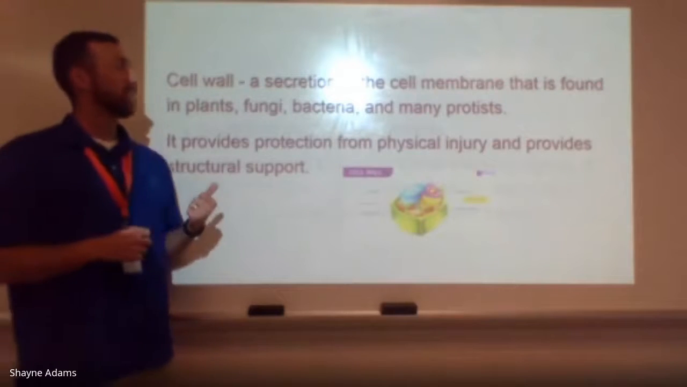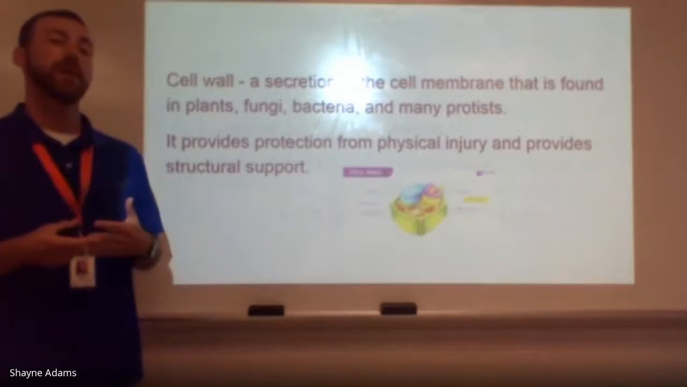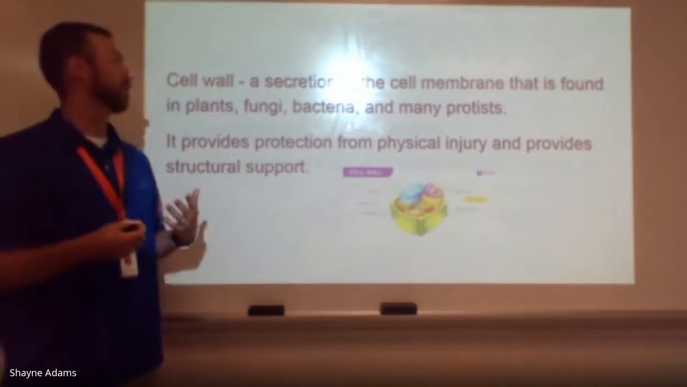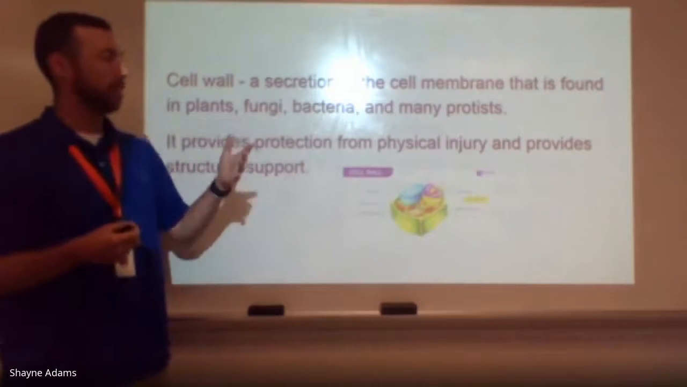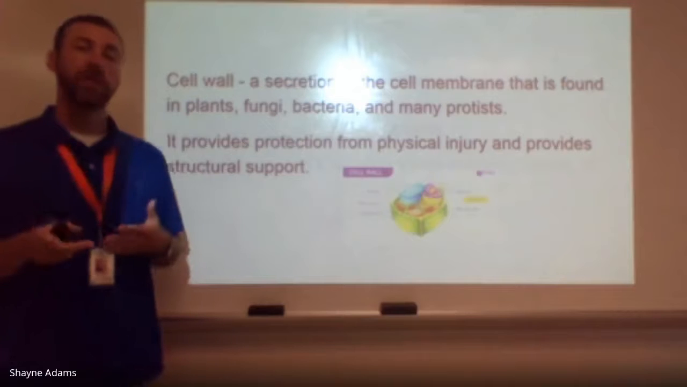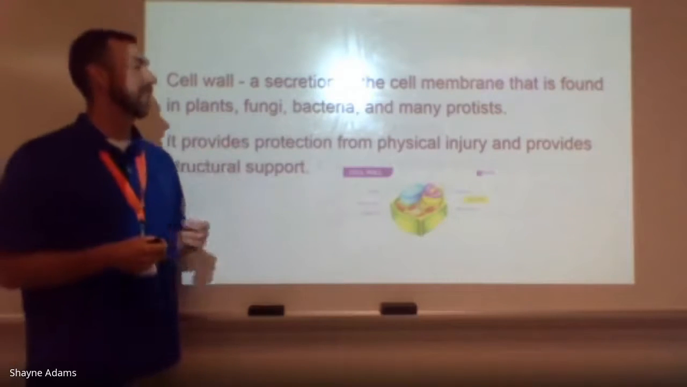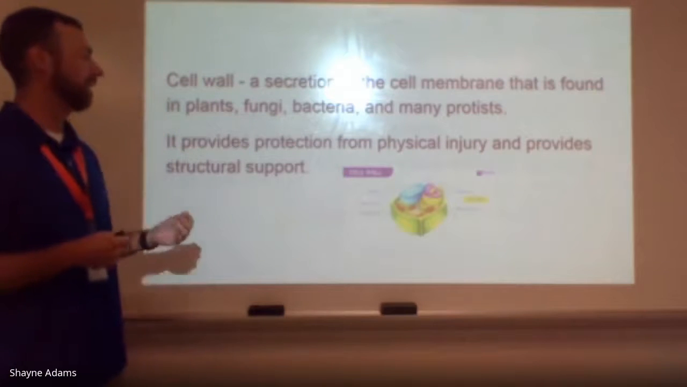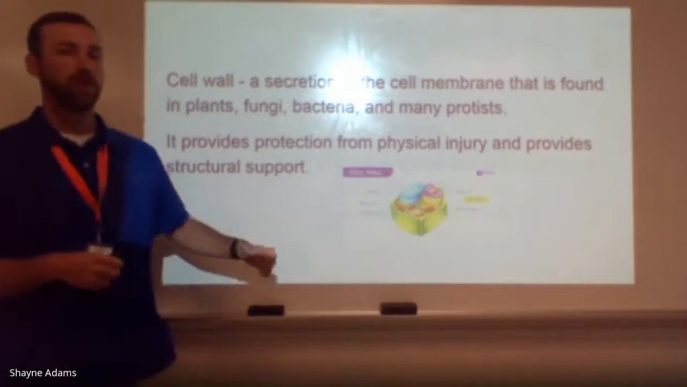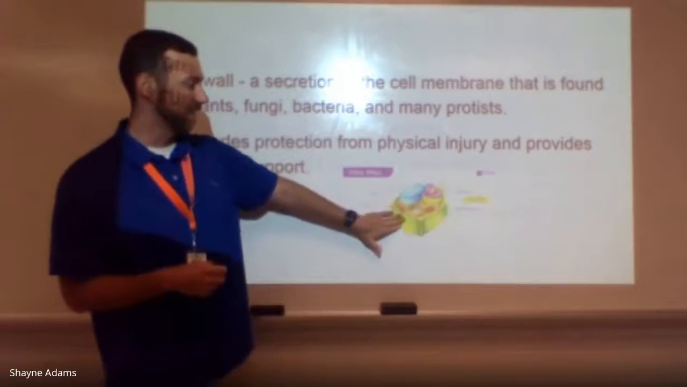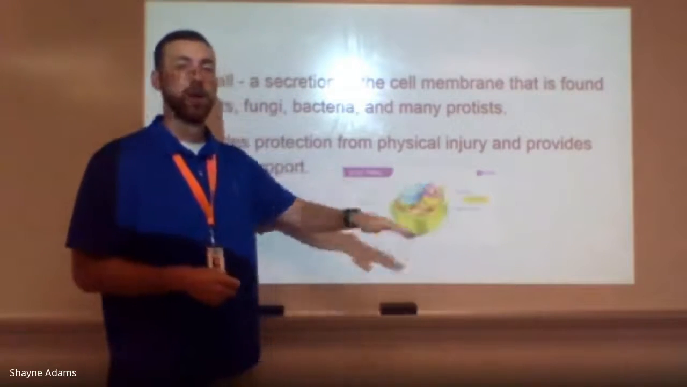The cell wall is a secretion of the cell membrane. Now, these are found mostly in plant cells, fungi, bacteria, many protists. Your cells, animal cells, do not have a cell wall. But the cell wall provides protection from physical injury and provides structural support. So in this picture, the cell wall will be this entire green outline of this plant cell.